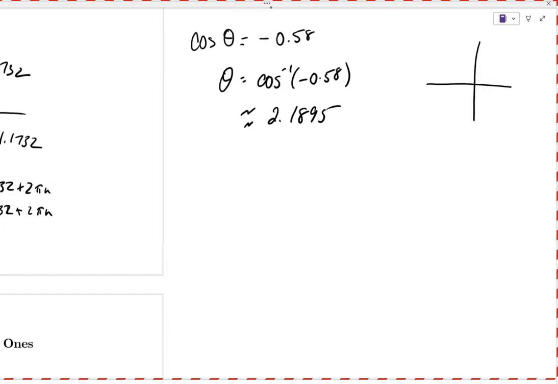All right, so let's do it this way. Draw my picture again. This angle here is 2.1895. We want that angle. Okay, so let's look at the picture again. And again, I typically draw the picture to help me.